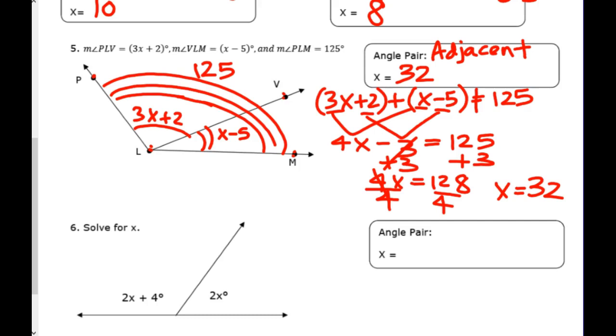All right. I want you to do number 6, and then I'll see what you got in a couple minutes, okay? So everyone's going to try number 6 on their own.